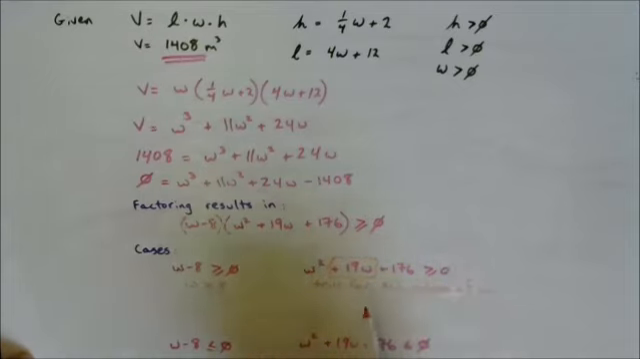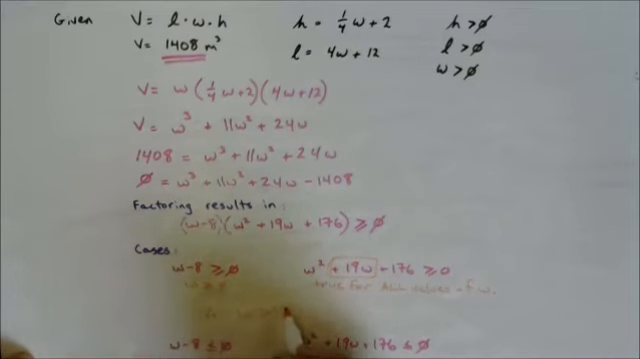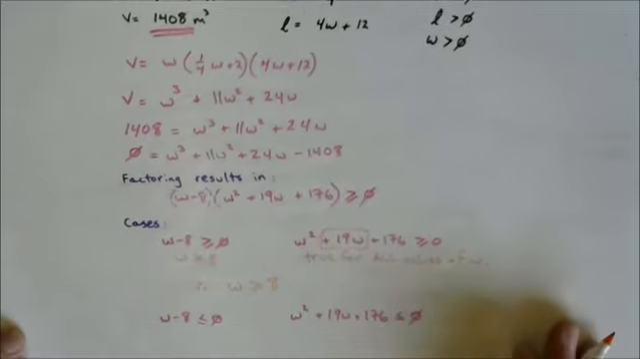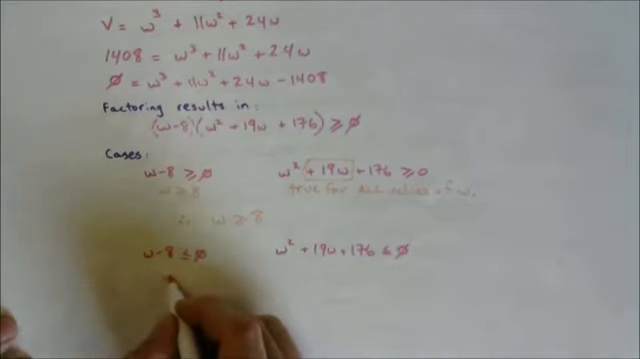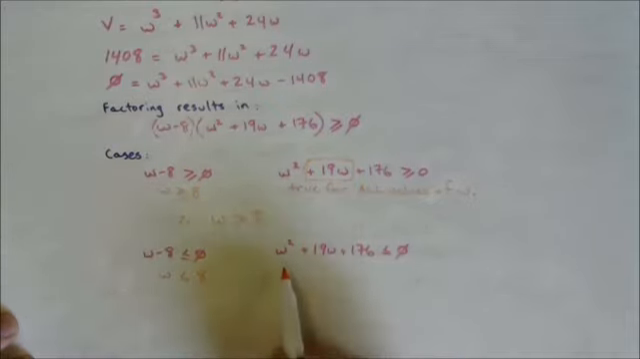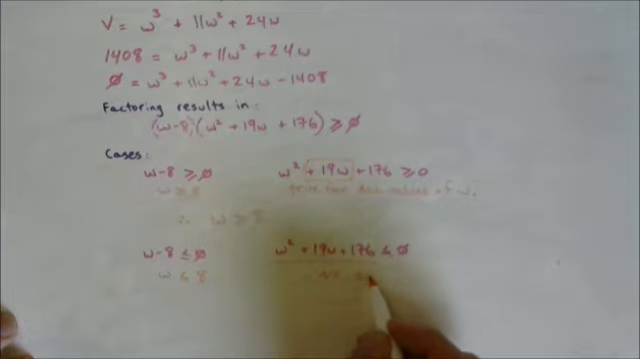So that means the solution for case number 1 is w must be greater than or equal to 8, because all values would not satisfy this inequality. And then in our second case, for negative values, we've got w is less than or equal to 8. And now, by the same logic, if this expression is always positive, can it ever be negative? No. Can it ever be 0? No.